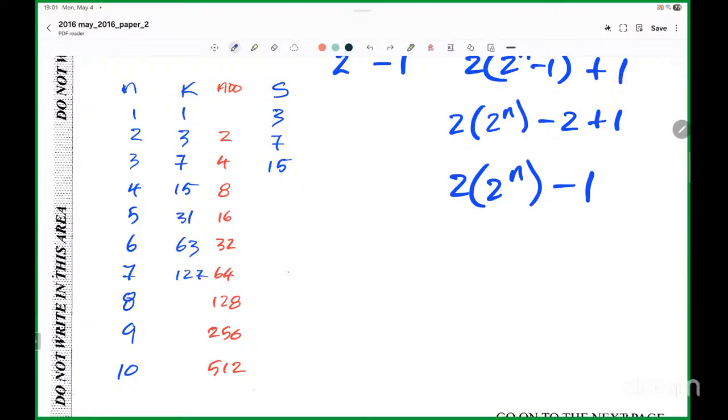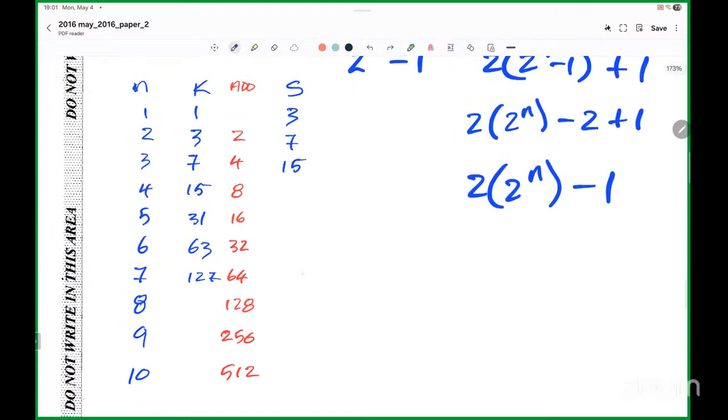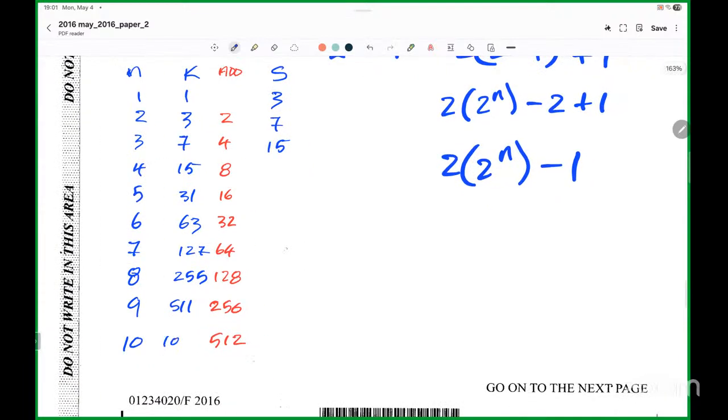Then I add 128, how much may I get? I get 1 value less than this. Notice? I'm getting 1 less than this. This is 1 less than this. So I get 255. And then I get 1 less than this. How much is that? 511. The next value to add is 512 to this. How much may I get? 1023.